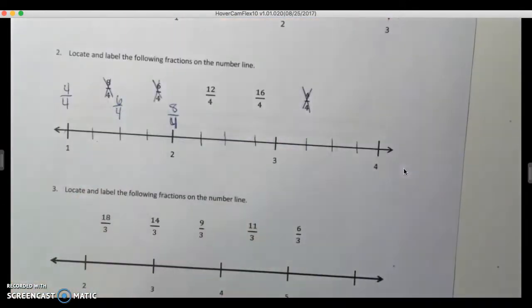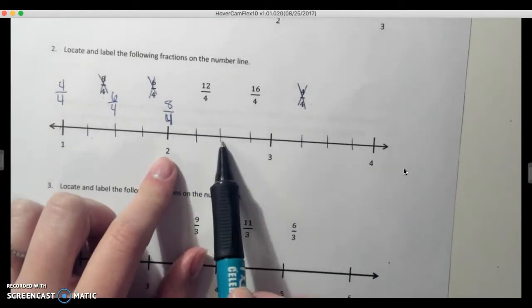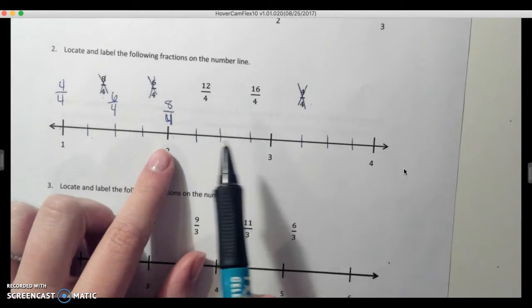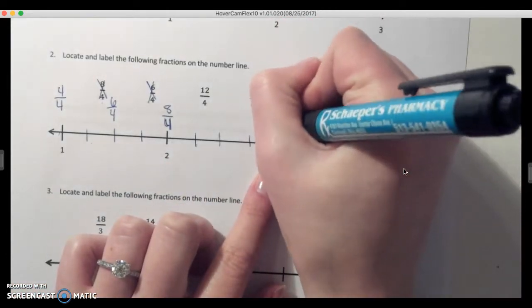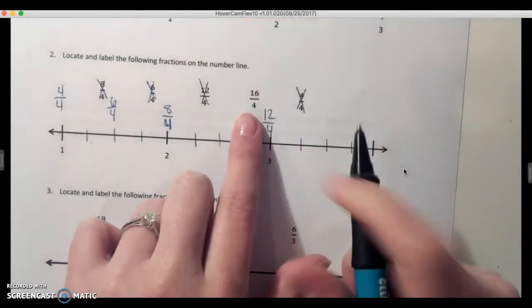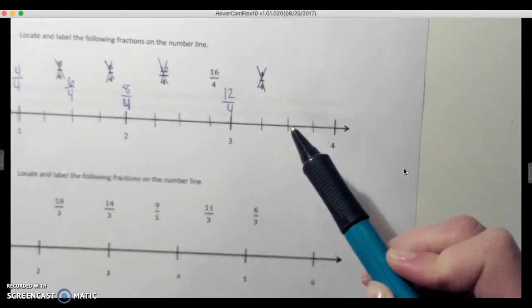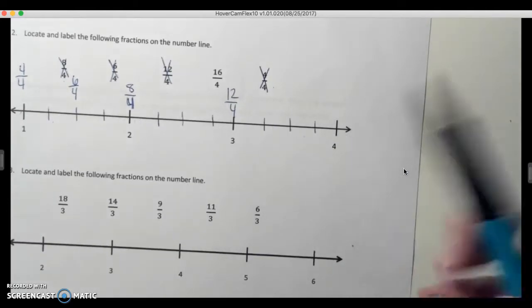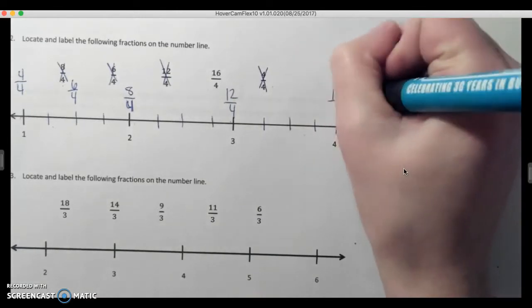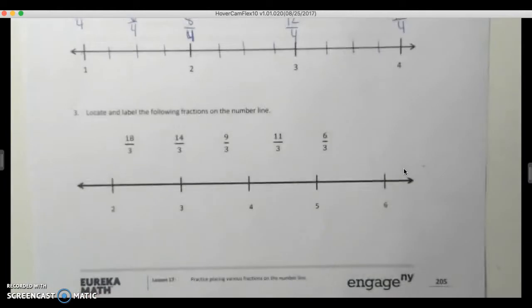Now they want us to do 12 fourths, and I'm going to start on this 8. So I have 8 fourths, 9 fourths, 10 fourths, 11 fourths, and 12 fourths. Now they want us to do 16 fourths, so 12 fourths, 13 fourths, 14 fourths, 15 fourths, and 16 fourths is right on that 4. All right. Now we'll go on to number 3. We're going to do it again.